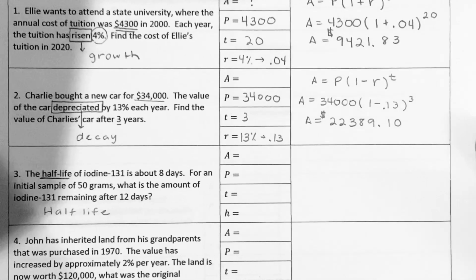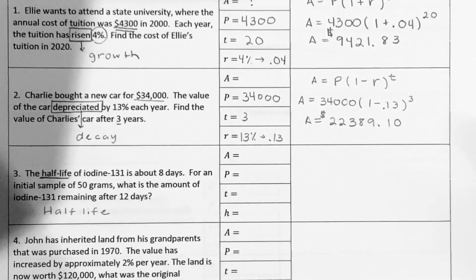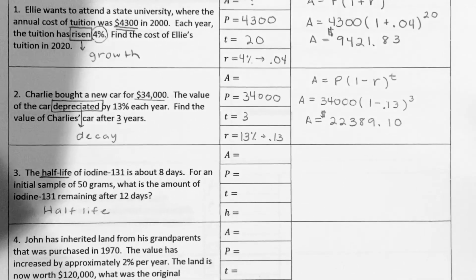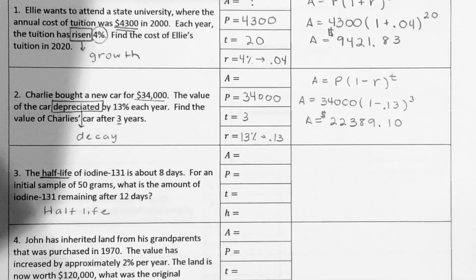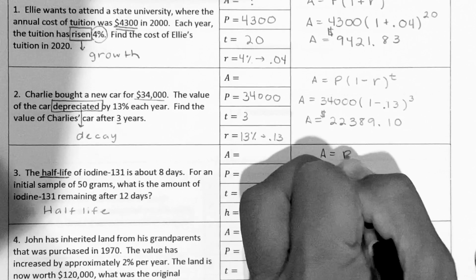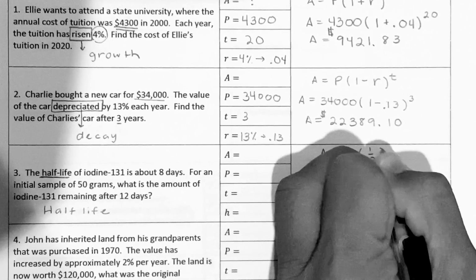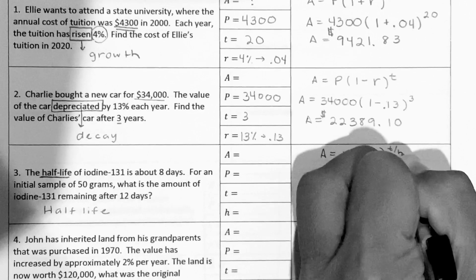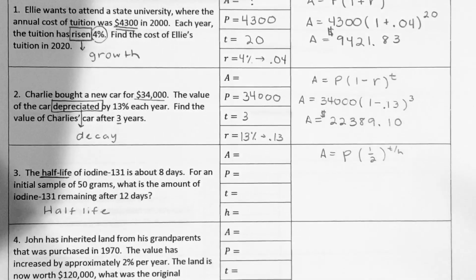And typically with half-life, you're going to be using substances. I think we talk about different medicines in your body having a half-life. So essentially half-life is decay, and it's decaying by half. So it's just a specific decay formula. So our half-life formula is A equals P times 1/2 raised to the t over h. Remember, that is an exponent. Even if it looks bigger, it's still being raised to a power.